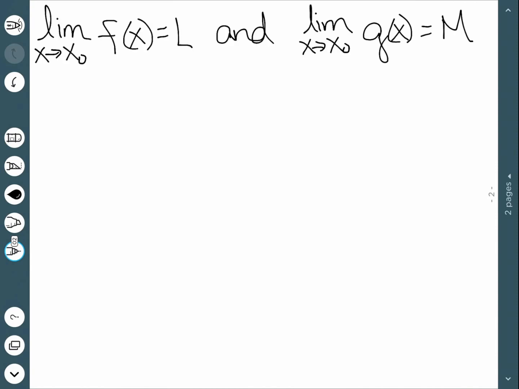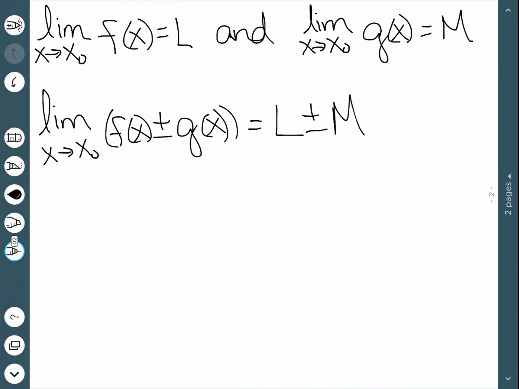Now that we've got some of the basics down, let's look at combining functions. So now let's suppose that I know two limits. This time the limit as x approaches x0 of f of x is L, and the limit as x approaches x0 of g of x is M. So now we can combine these in a few different ways. The first says the limit as x approaches x0 of f of x plus or minus g of x is equal to L plus or minus M.